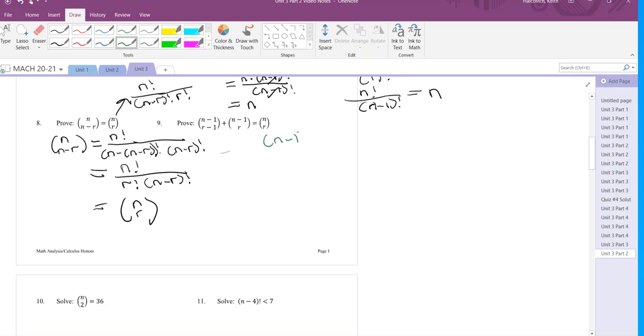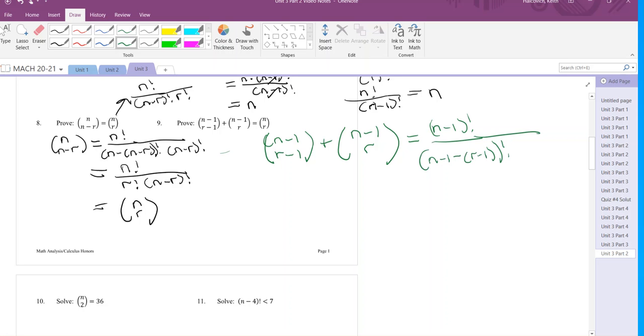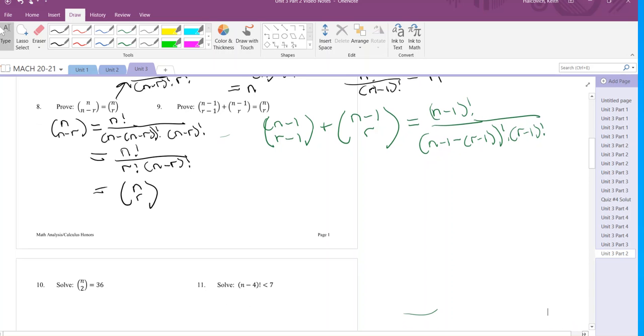So n minus 1 choose r minus 1 plus n minus 1 choose r equals, and now this is where I have to simplify. So it's going to be n minus 1 factorial over n minus 1 minus r minus 1 factorial over r minus 1 factorial. And then, hold on, got to extend this out.